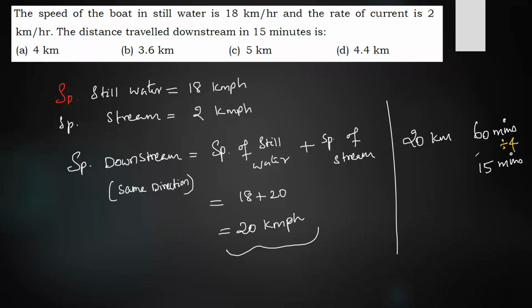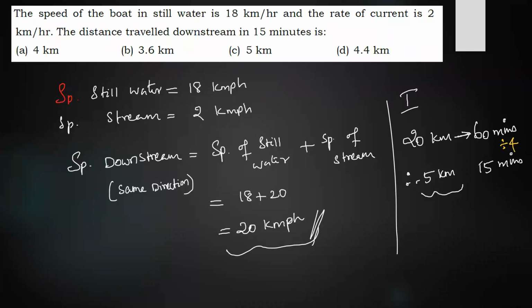That means 20 km for 60 minutes. But the question is only for 15 minutes. Can you divide 60 by 4 to get 15? Yes. So we divide the distance by 4, and 20 becomes 5. Therefore, 5 km for every 15 minutes. Is it clear? First of all, we found the speed.